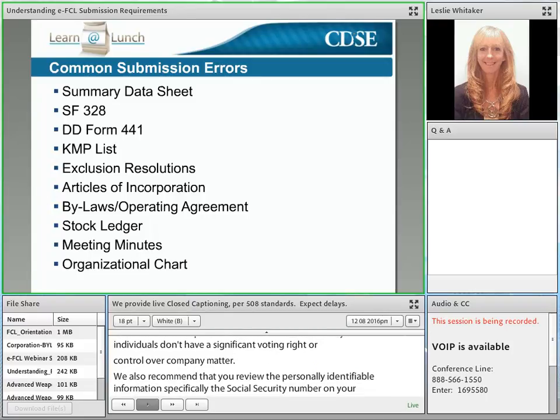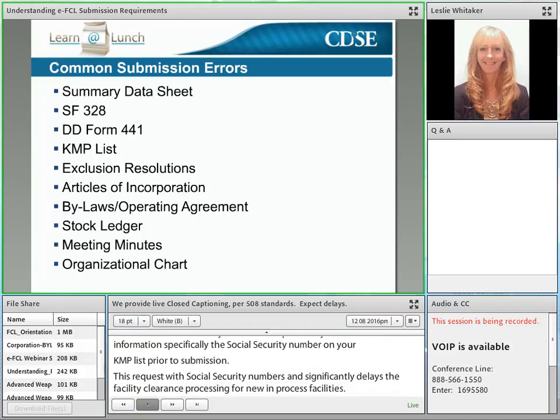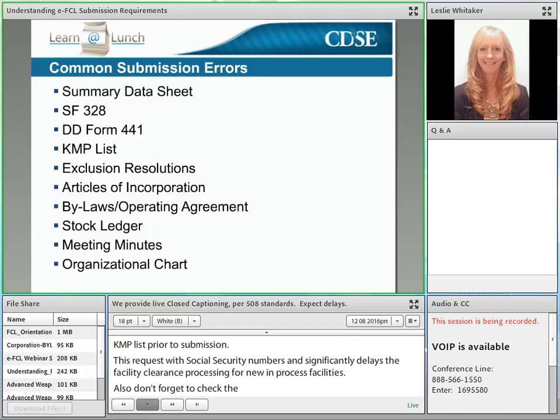Also, don't forget to check the FSO and the ITPSO boxes on the electronic KMP list to reflect who holds these positions. Keep in mind that if you are a branch or a division, you only need to list the senior management official and the FSO and the ITPSO on the KMP list.